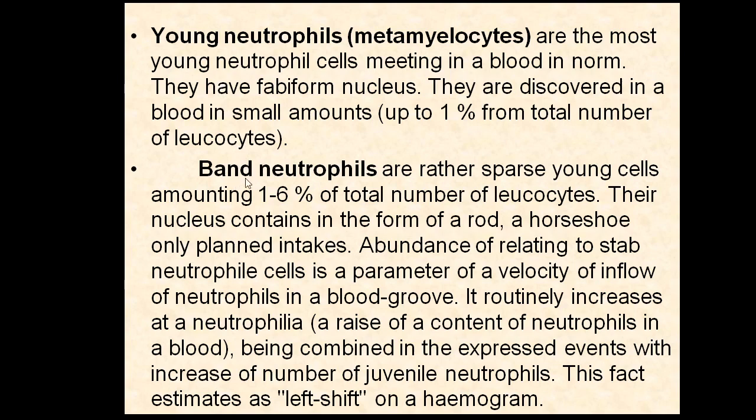The second group is bent neutrophils. This is a more mature cell, and these cells constitute 1 to 6% of the total number of leukocytes. These cells have a nucleus which looks like the English letter S.